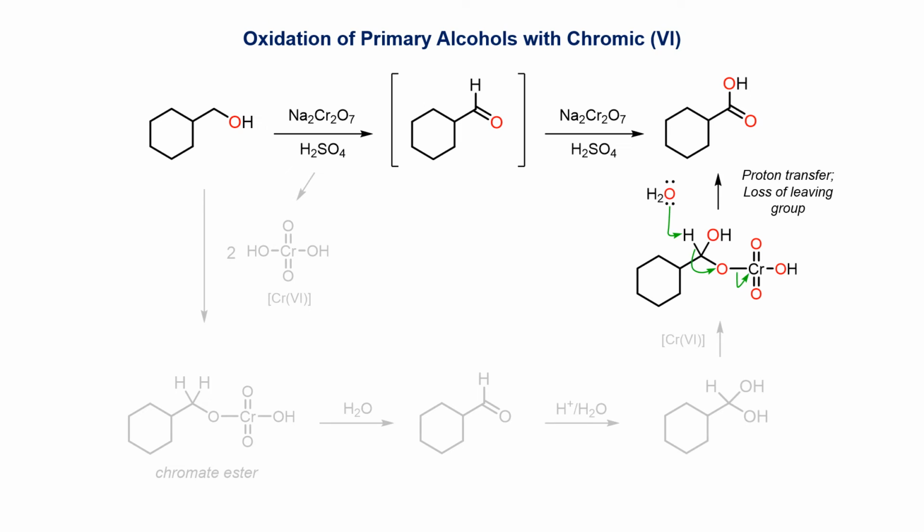The second chromate ester undergoes the same elimination process as the first, with water behaving as a base. Removal of the second alpha proton and loss of the chromium IV group results in oxidation at carbon and reduction at chromium. This provides the carboxylic acid product.